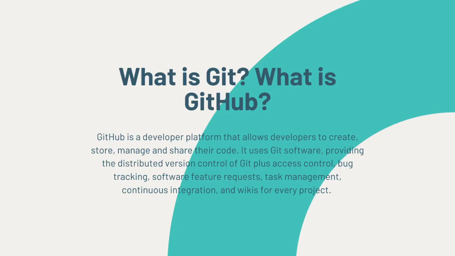So GitHub, and right here I just pasted the Wikipedia. It's a developer platform that allows developers to create, store, manage, and share their code. It uses Git software, providing the distributed version control of Git, plus adding access control, bug tracking, software feature requests, task management, continuous integrations, and wikis for every project. So basically it's like Git, but you can have a bunch of extra features.